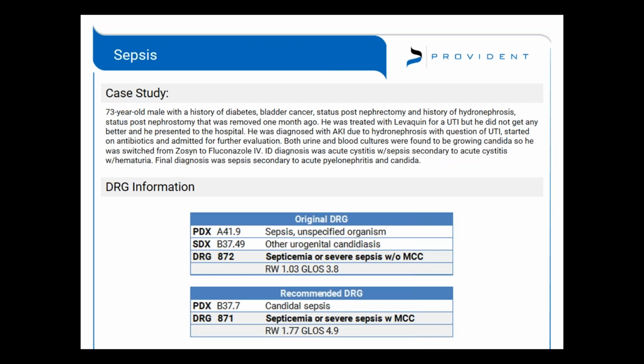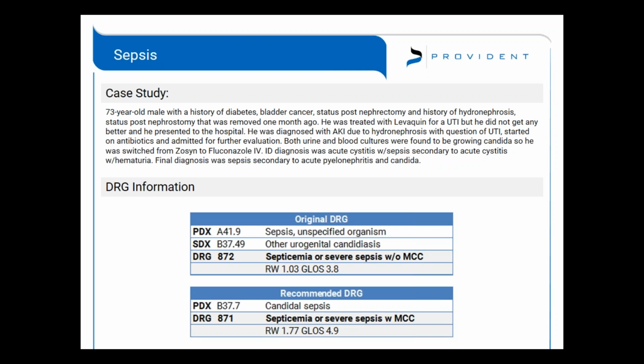Both urine and blood cultures were found to be growing Candida, so he was switched from Zosyn to fluconazole IV. ID diagnosis was acute cystitis with sepsis, secondary to acute cystitis with hematuria. Final diagnosis was sepsis, secondary to acute pyelonephritis and Candida.